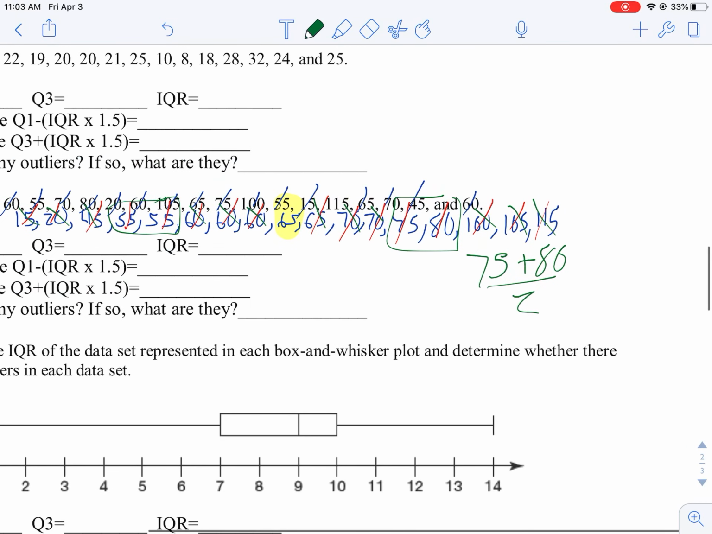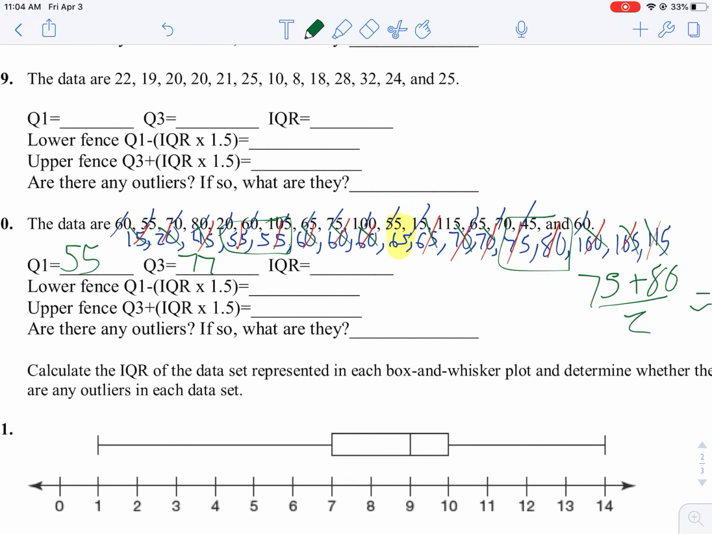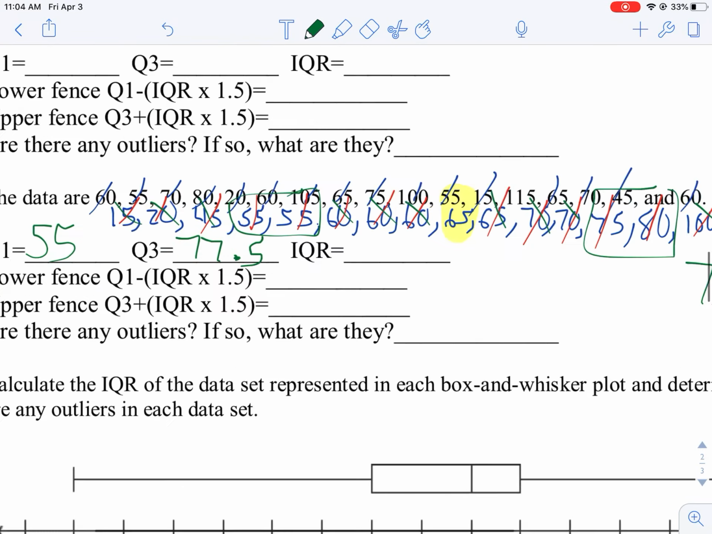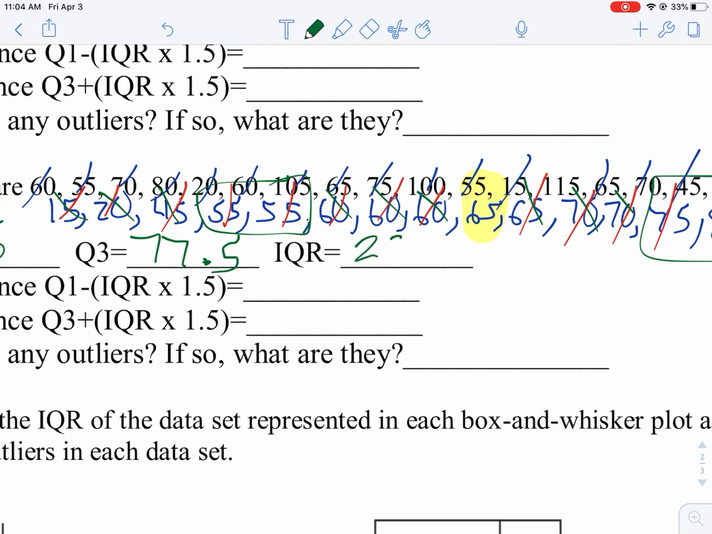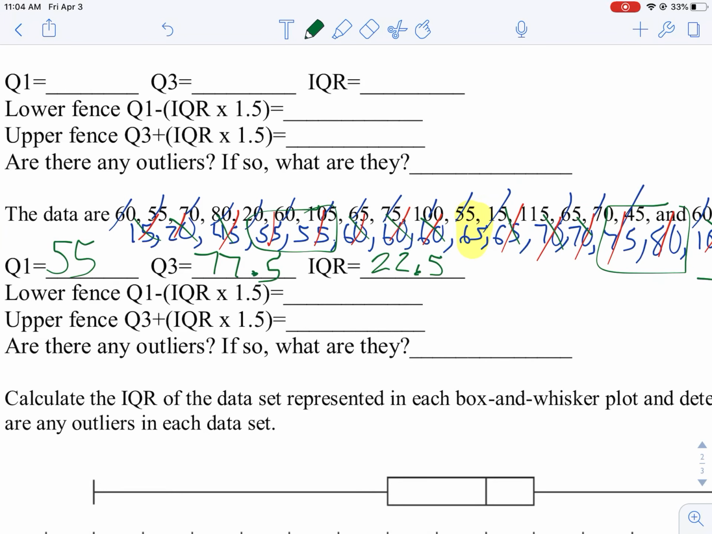So that's the only real math that we have to do today. So that's going to give us 77.5 here, for those of you playing at home. That's going to give us an IQR of 22.5. Okay? So now we're going to find that here.